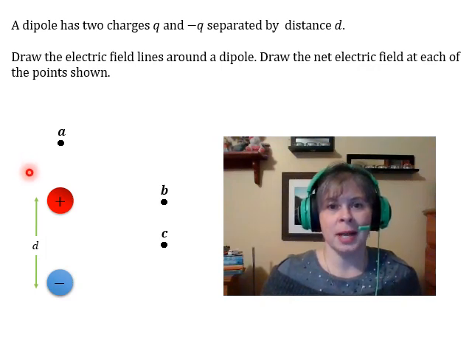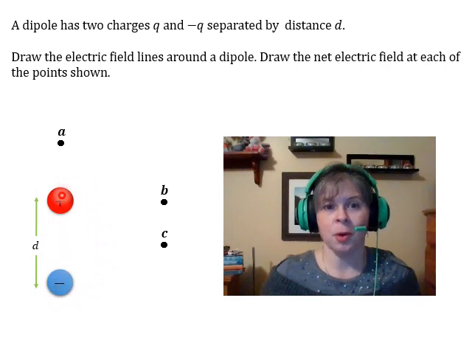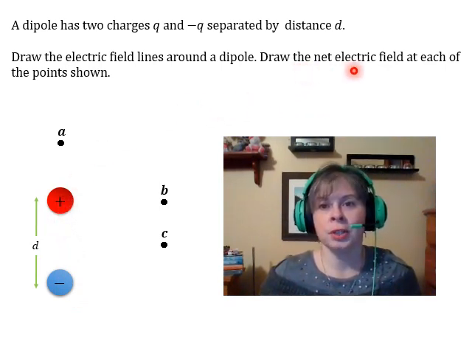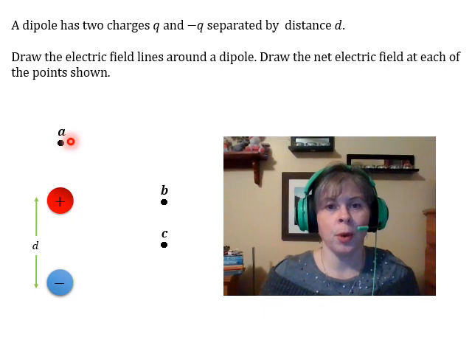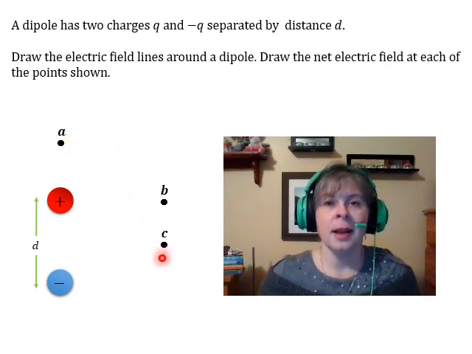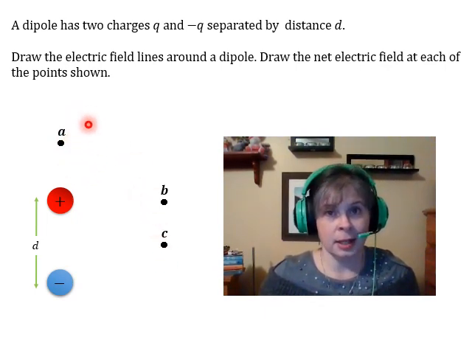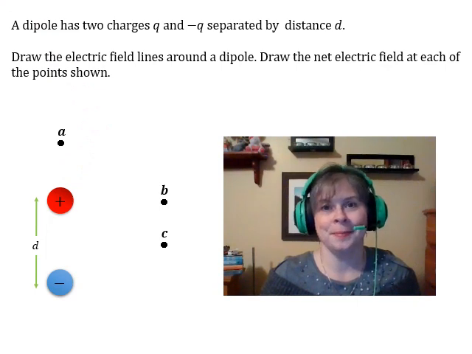For our dipole example now, let's draw the electric field lines around a dipole. So here's our positive and negative charges separated by a small distance d. That makes them a dipole. We're going to draw the electric field lines. We're going to draw the net electric field at points A, B, and C. And then to finish, we're going to calculate the electric field at point A.